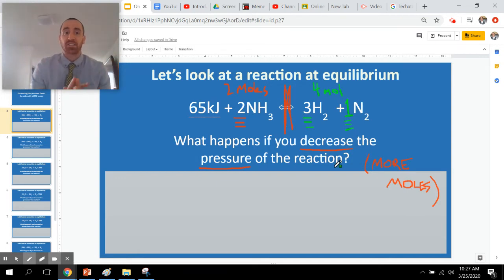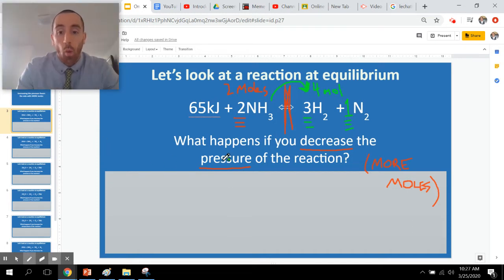And that's another thing that gets students tripped up. What does it mean to favor the side with more moles? Well, this is where there's a little bit of overlap from the lesson from before. It's going to favor the side with more moles, meaning it's going to shift towards the right. Okay? So in this case, the reaction is going to shift from left to right.